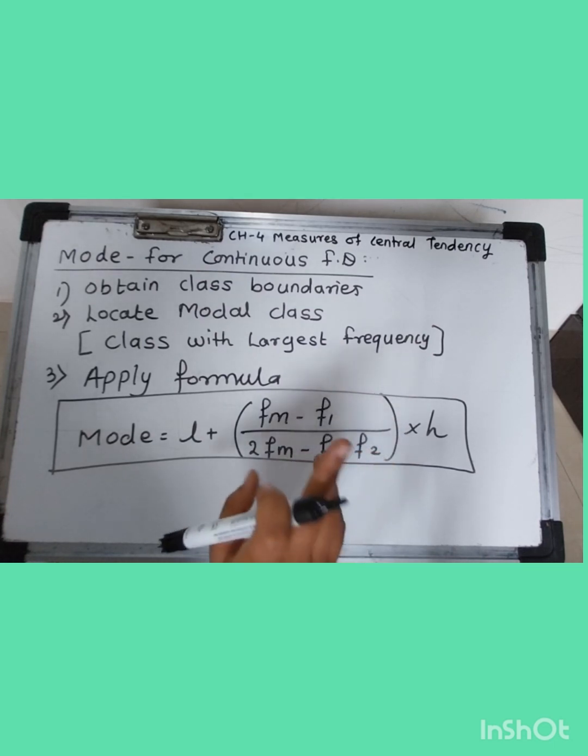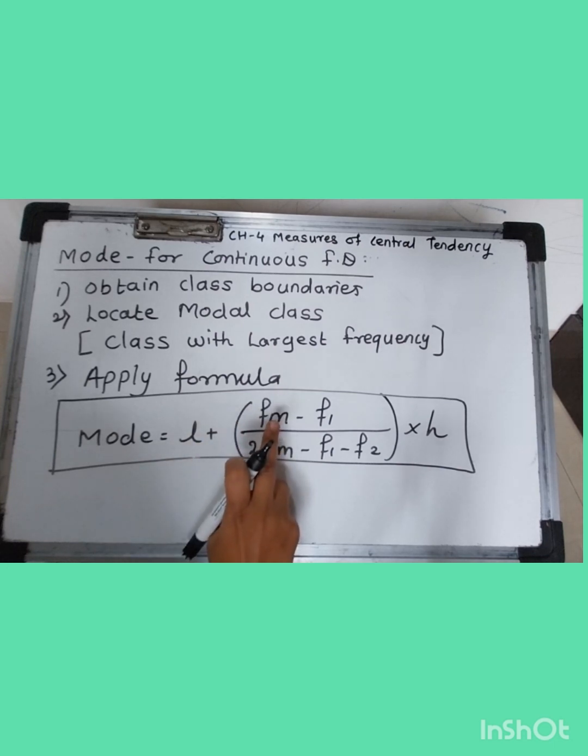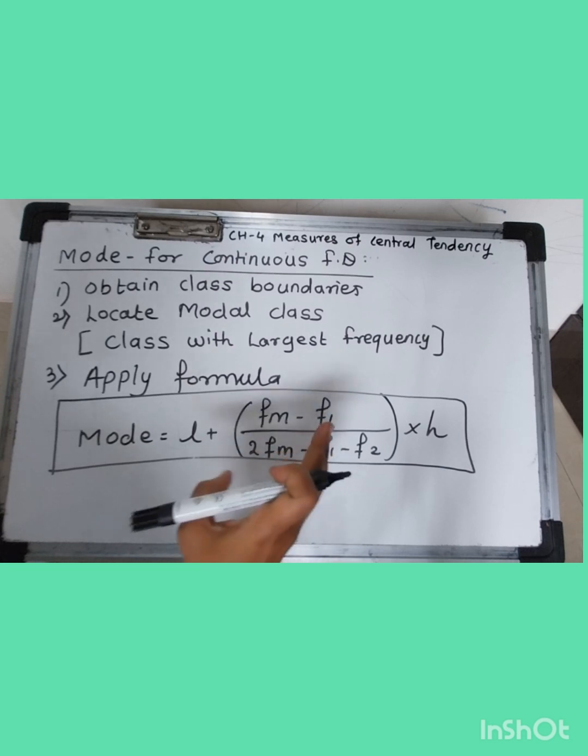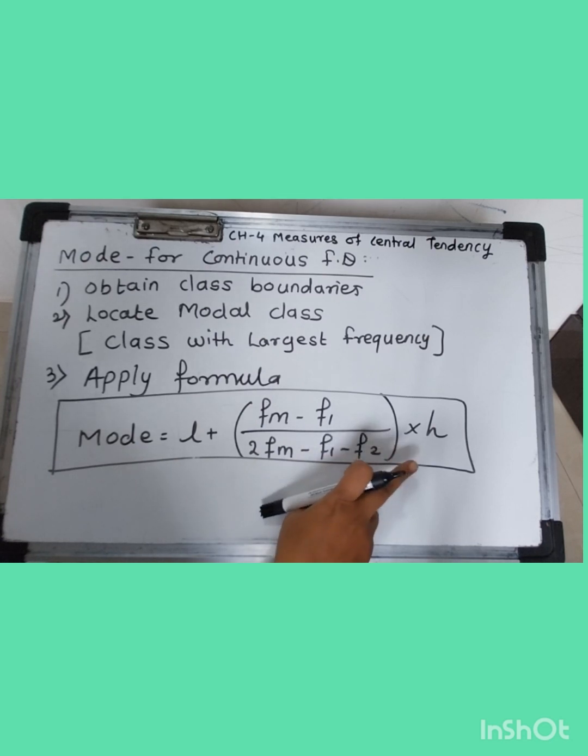What is L? L is the lower boundary of the modal class. fm is the frequency of the modal class. f1 is the frequency of the pre-modal class. f2 is the frequency of the post-modal class. And h is the class width. We'll see an example.